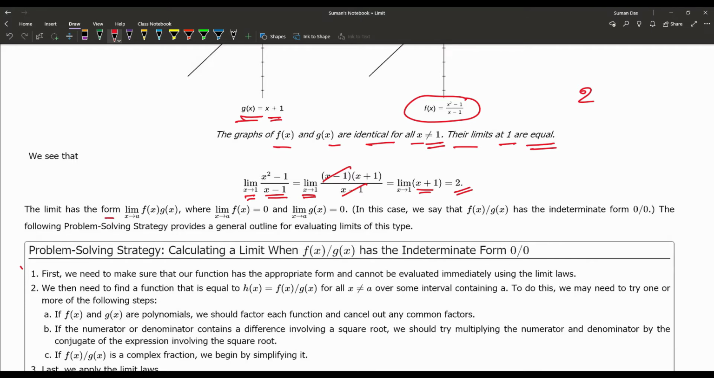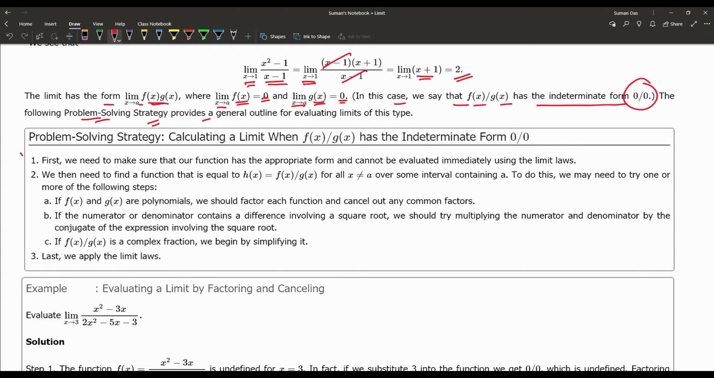So the limit has the form limit as x approaches a of f(x) by g(x), where the limit of f(x) is equal to 0 and the limit of g(x) is equal to 0. In this case, we say that f(x) by g(x) has the indeterminate form 0 by 0. The following problem solving strategy provides a general outline for evaluating limits of this type.